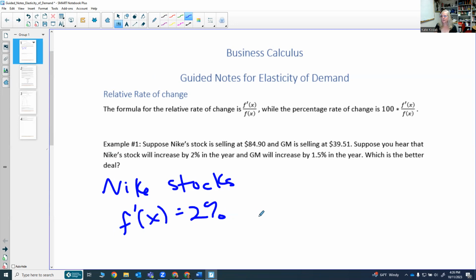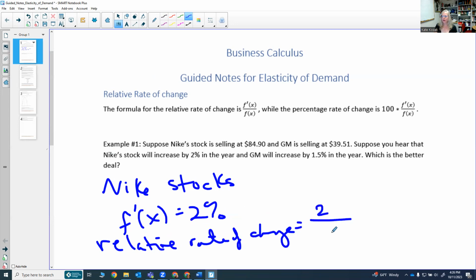Relative rate of change of Nike would therefore be 2% over the 68.29, which is approximately equal to 0.029. That means the percent rate of change is about 2.9%.